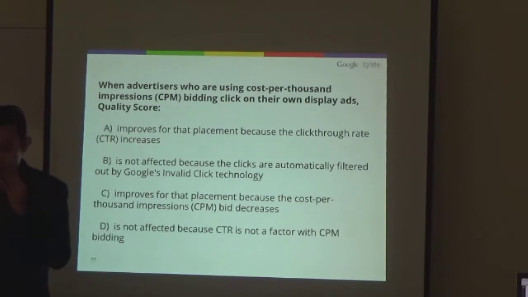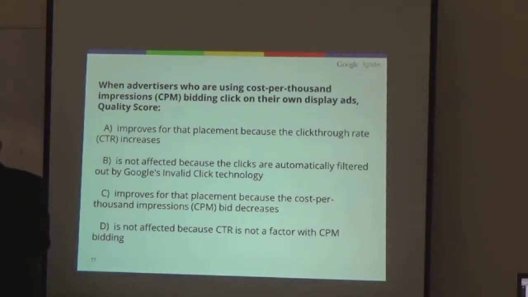A, advertisers who are using CPM click their own display ads. Quality score will improve for that placement because the CTR increases. Definitely, is it true or false? Yeah, it's false. B, it's not affected because the clicks are automatically filtered out by Google's invalid click technology. True or false? False. Okay.